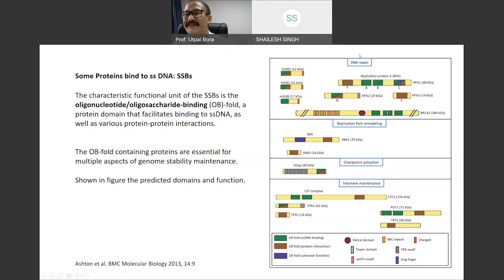Now, what are the various works of these proteins? They are involved in DNA repair. This is a protein called replication protein A. Try to remember this, RPA. We may be using this protein in the next discussion. Then other things like replication fork modeling, checkpoint activation, and also telomere maintenance. So you see the single strand binding proteins have so many different important roles to play inside the cell.